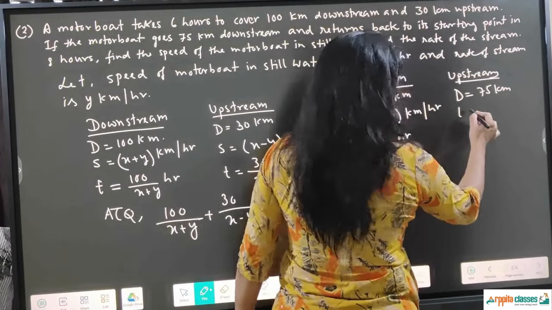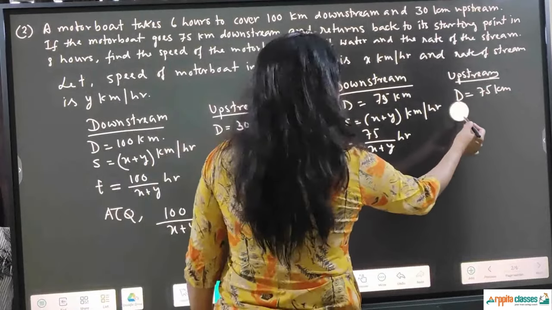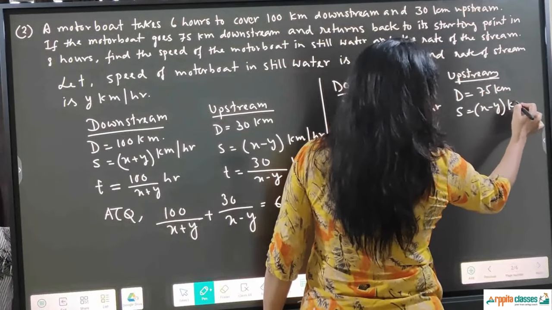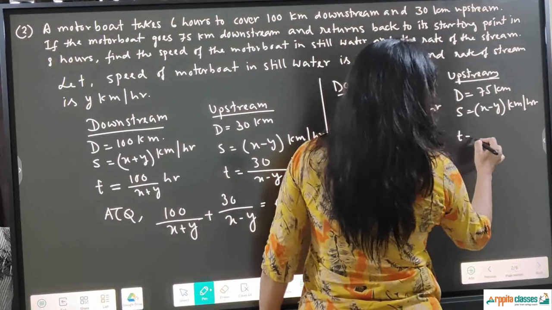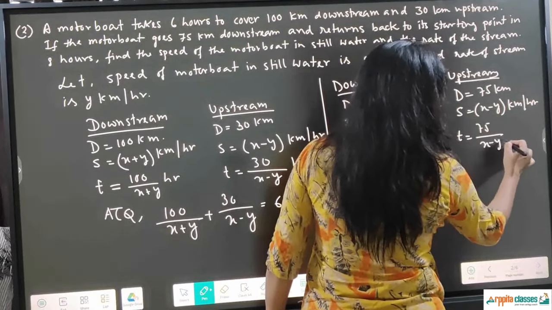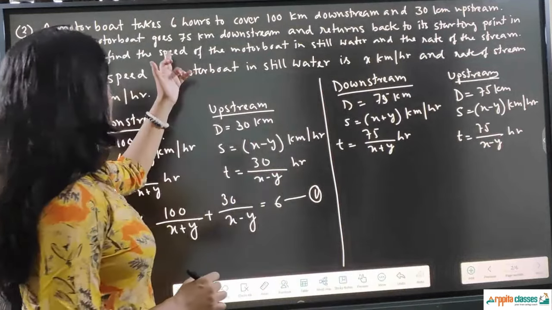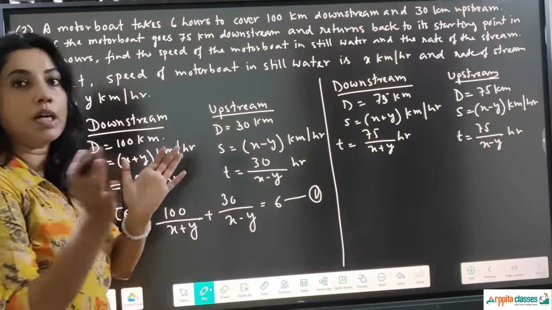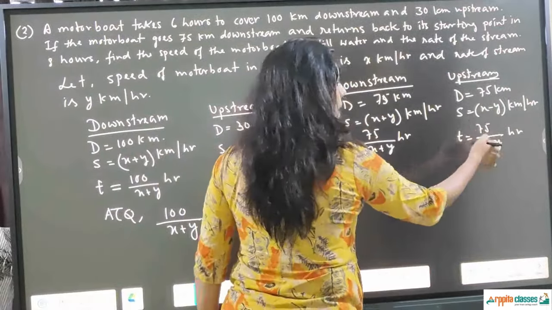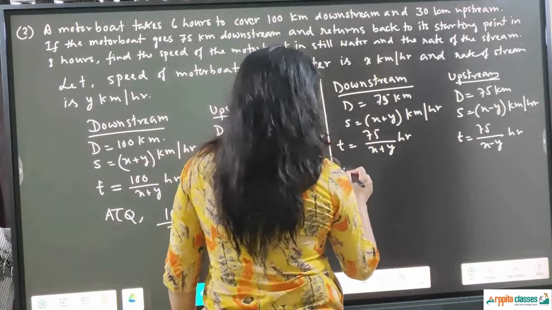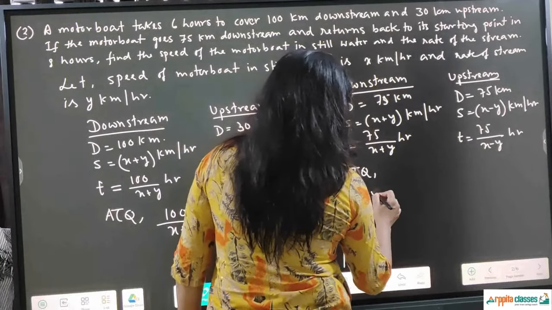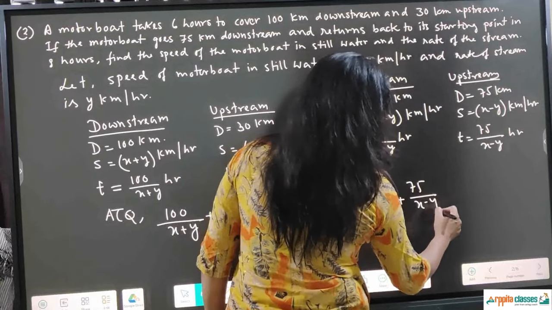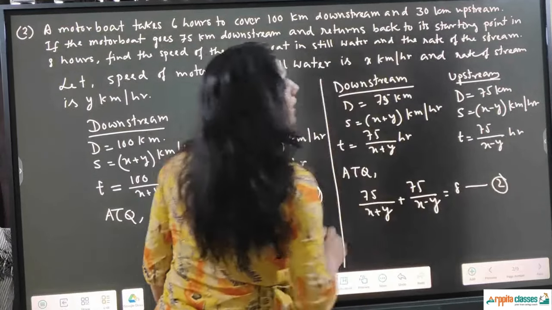Now here the speed will be x minus y km per hour, and the time will be 75 upon x minus y hours. Now see it, 75 km downstream and returns back to its starting point in 8 hours. So the total time taken is 8 hours. That means this time plus this time is equal to 8 hours. So according to the question we can say 75 upon x plus y plus 75 upon x minus y is equal to 8. This is my second equation.